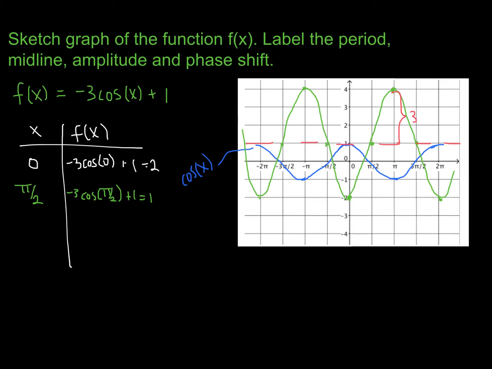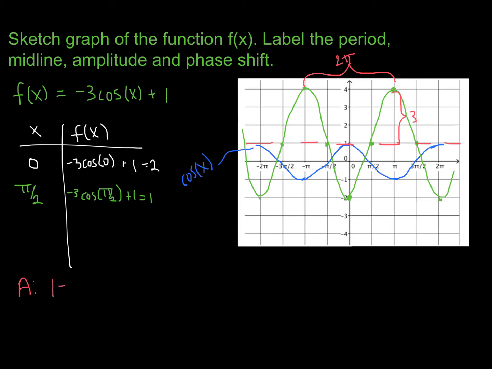So I have the amplitude and the midline, and now I can think about the phase shift. You notice the phase shift is dictated by the h value. There is no h value there. And for the period, the b value is 1, and so the period should also be 2 pi, because 2 pi over 1 is just 2 pi. And sure enough, I see here that the distance between these 2 points is 2 pi, and so the period is 2 pi.